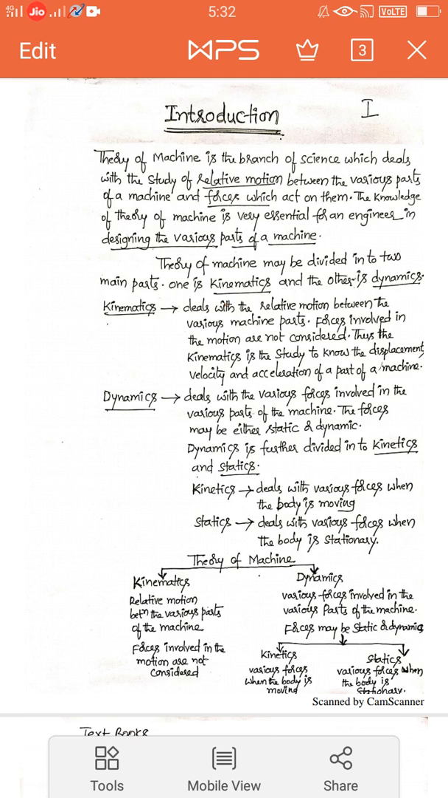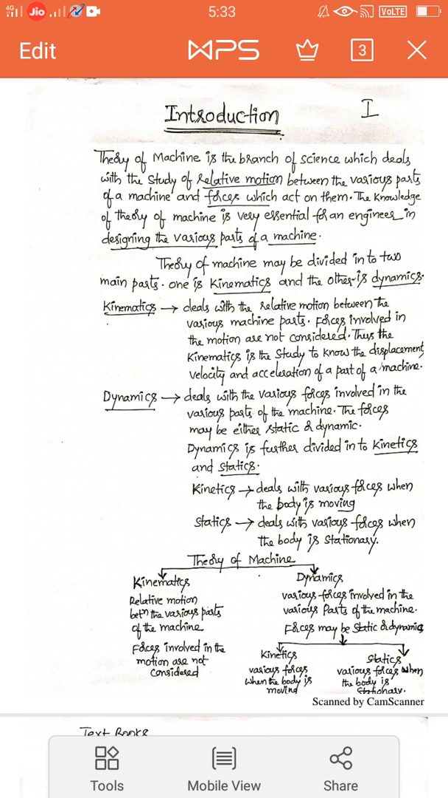first of all, it is a theory of machines, which is the branch of science which deals with the study of mainly two things. One is study of relative motion between the various parts of a machine. Secondly, the forces which are responsible, the forces which are involved in the motion of each and every part of a machine.